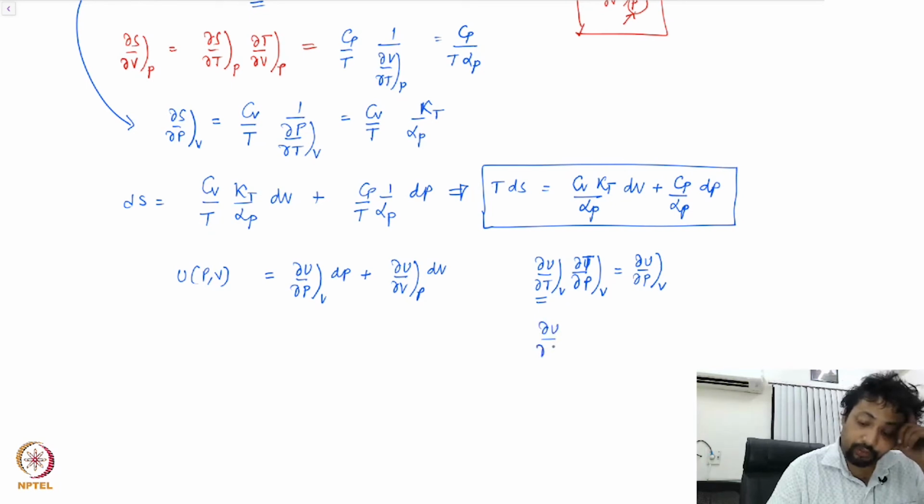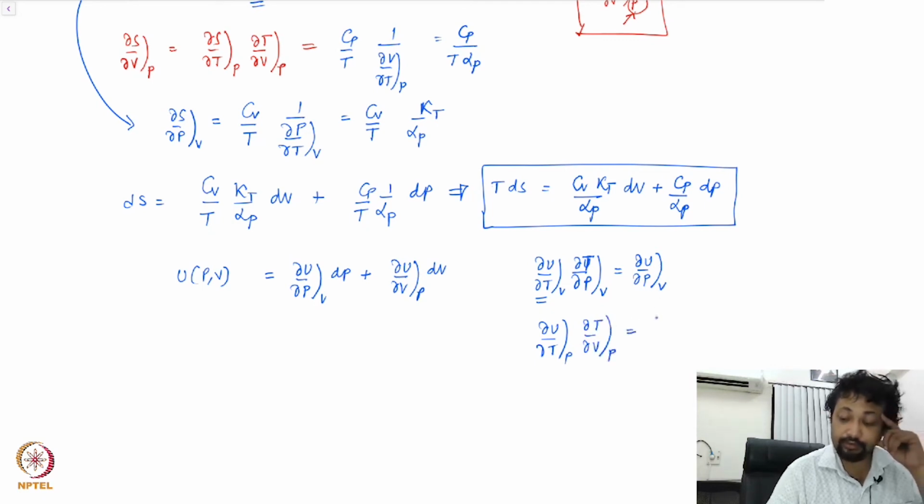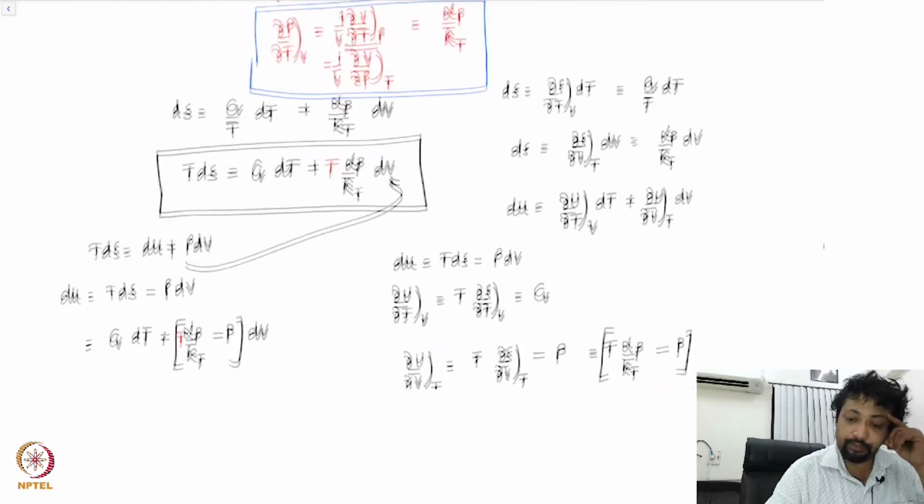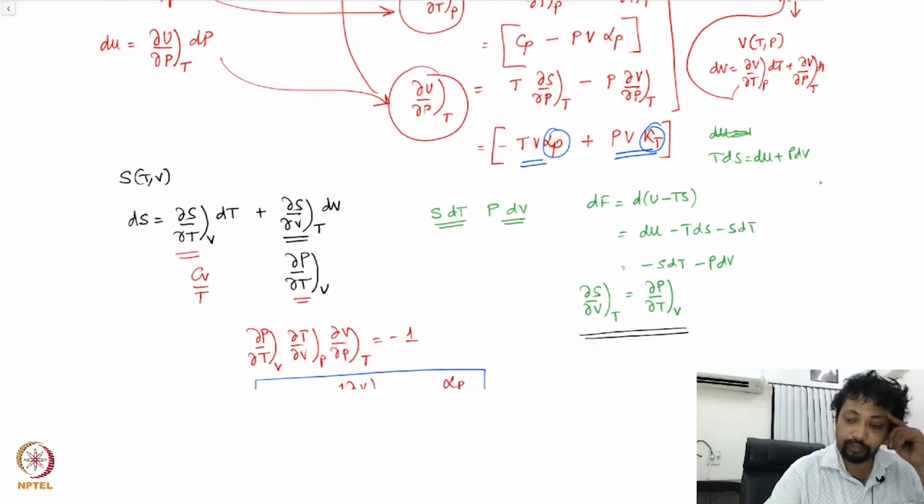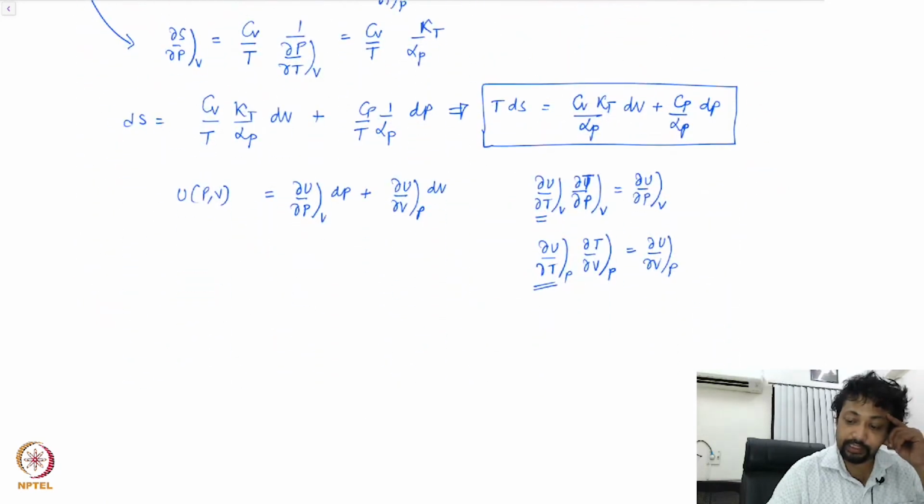The other one is going to be ∂U/∂T at constant pressure, and then you have ∂T/∂V at constant pressure, which is equal to ∂U/∂V at constant pressure. This is the one which is slightly more complicated, but we have already done that. This is ∂U/∂T at constant pressure. So ∂U/∂T at constant pressure is, if you write dU as TdS minus PdV, then ∂U/∂T at constant pressure.